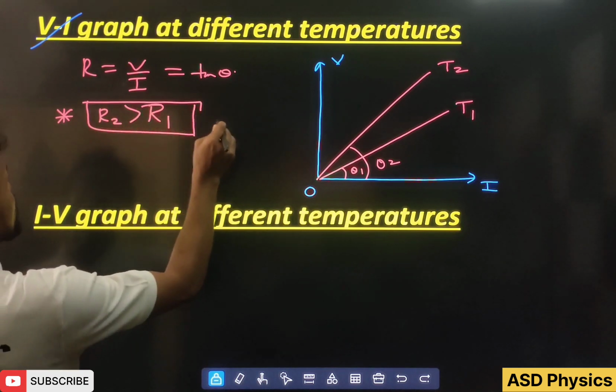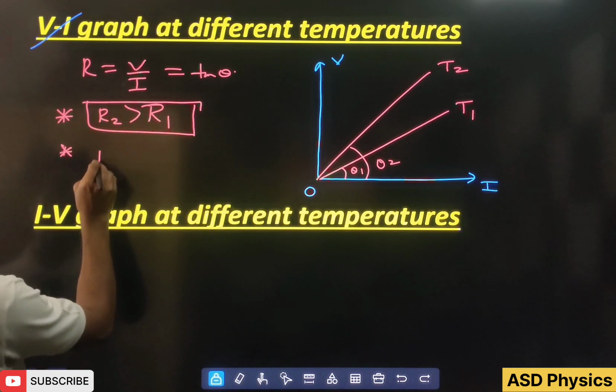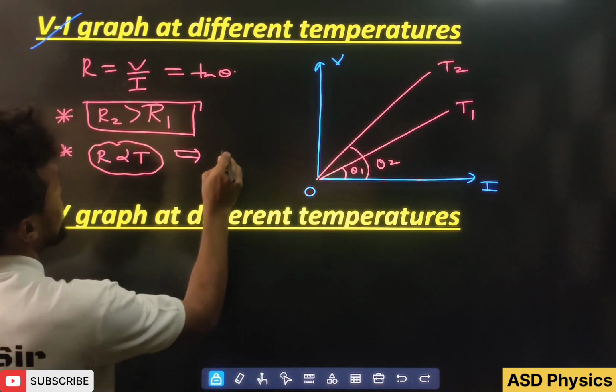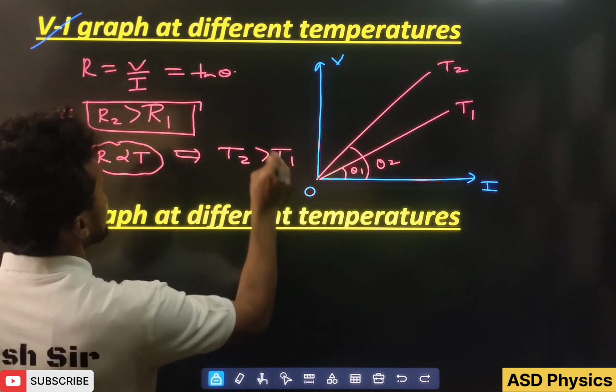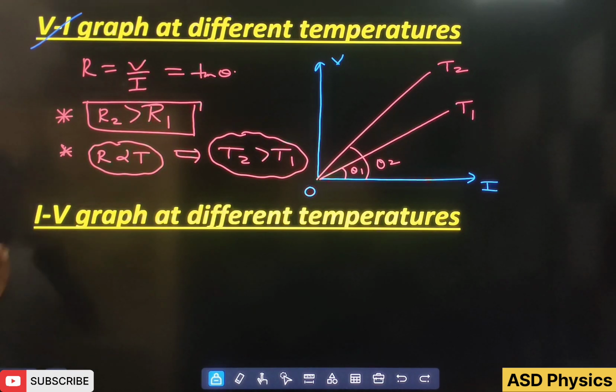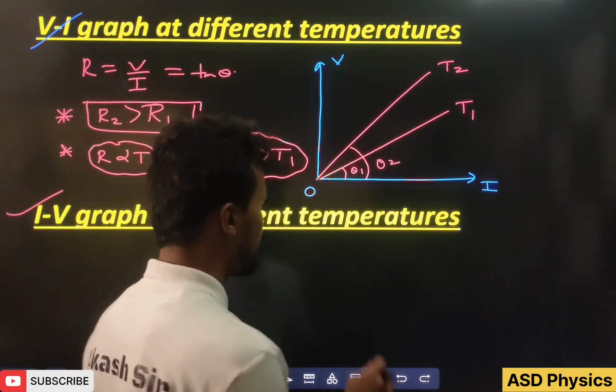But you know, in the case of conductors, the resistance is directly proportional to temperature. That means the temperature T2 is greater than T1. Now, more resistance, more temperature. Great. Next one, if we talk about the IV graph at different temperatures.